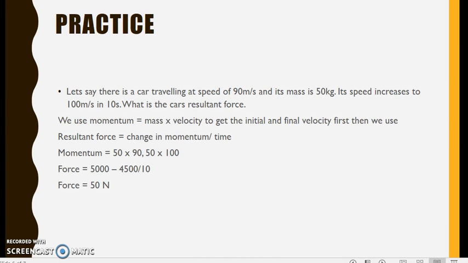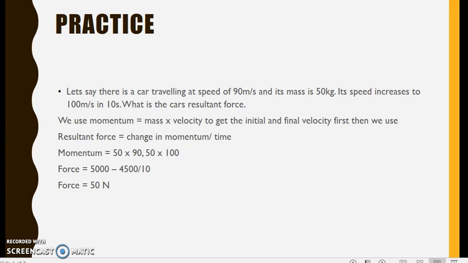Alright, practice. Let's say there's a car traveling at a speed of 90 meters a second, and its mass is 50 kg. Its speed increases to 100 meters a second in 10 seconds. What is the car's resultant force? We use momentum equals mass times velocity to get the initial and final momentum. Then we use resultant force equals change in momentum over time. So the initial momentum is 50 times 90, and the final momentum is 50 times 100.